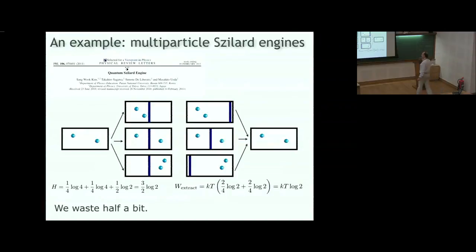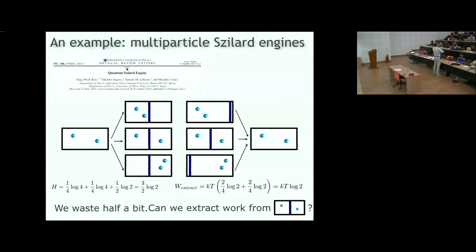Because this is 1.5 bits, and we said that per bit we get kT log 2. And here we have 1.5 bits, and we get only kT log 2. So the question is, how can we extract work from this situation? And if you think of how to extract work, you can imagine pistons and things, and myself, I would not be able to do it.